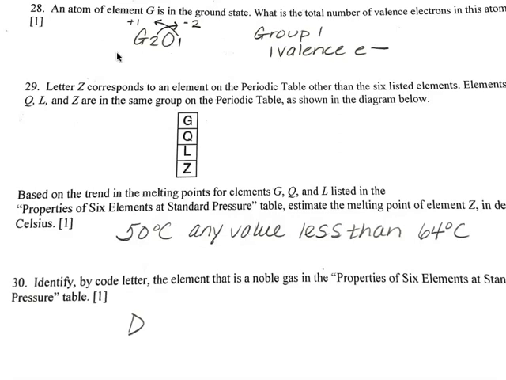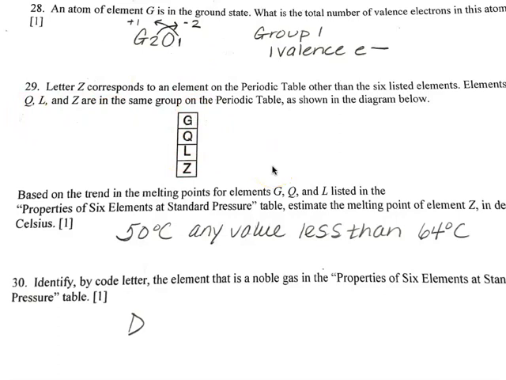Letter Z corresponds to an element on the periodic table other than the 6 listed elements. Elements Q, L, Z are in the same group. Okay, G, Q, L, Z. They're in the same group.